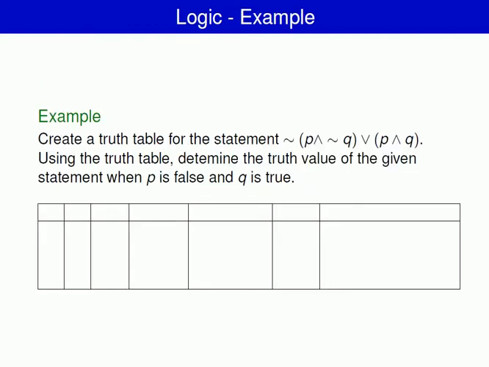Let's try an example. We have to create a truth table for the statement negation of (P and not Q) or (P and Q). When we want to create a truth table, first thing we need to do is recognize the simple statements in the given compound statement. So our statement is made up of two simple statements, P, Q. We need to create the truth table, so for every possible truth value combination of P and Q, we know the truth value of the compound statement, the given statement.